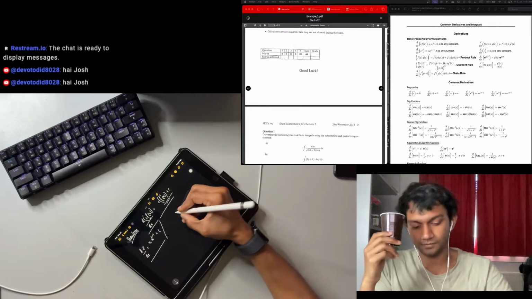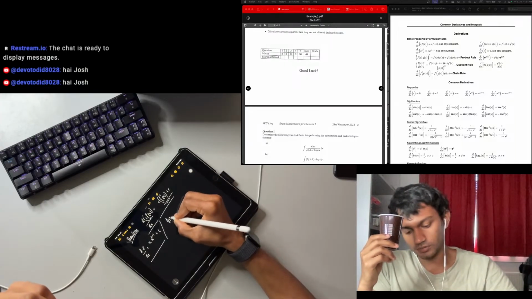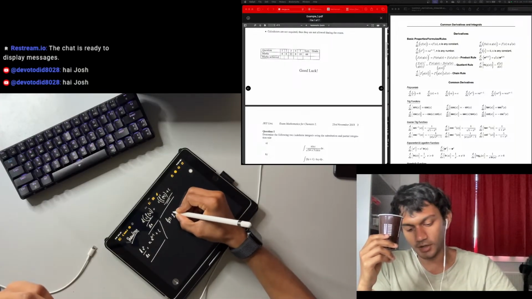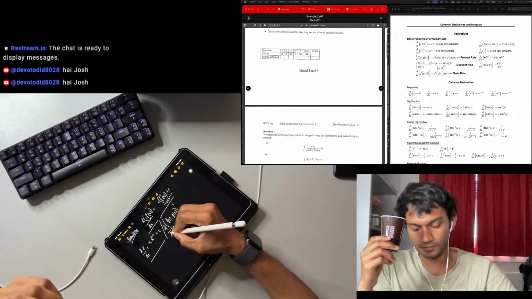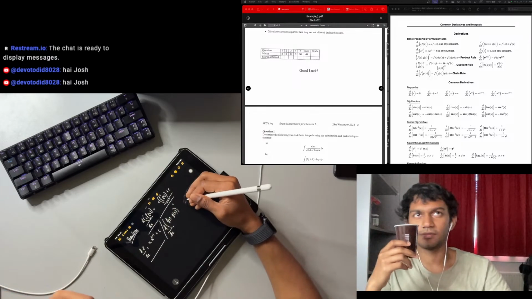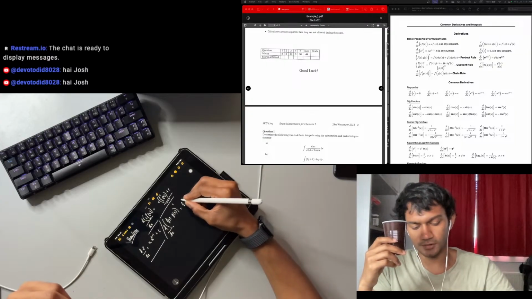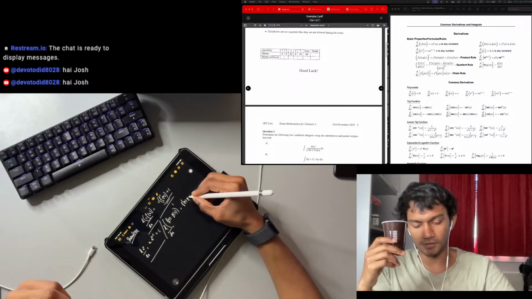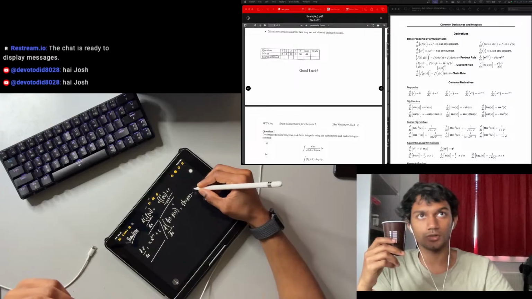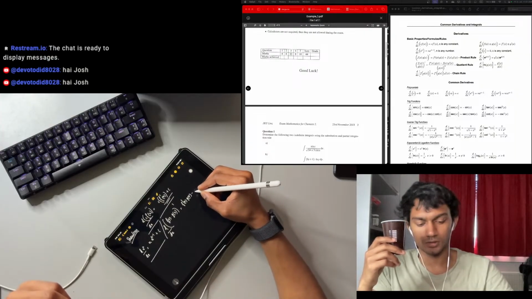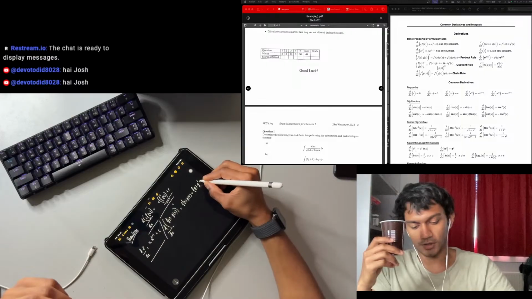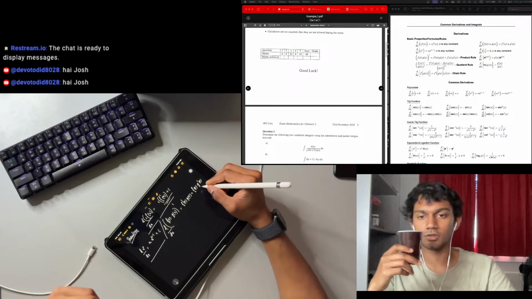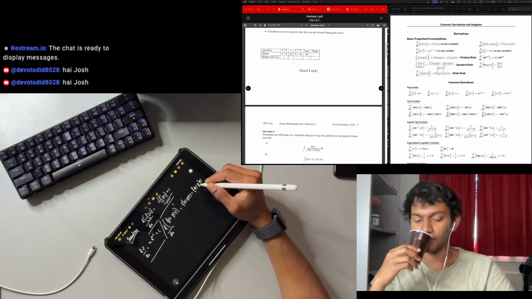Product rule. f of x times g of x, integral or derivative, gives f dash of x g of x minus, no, plus f of x g dash of x, derivative of g of x. That's the product rule.